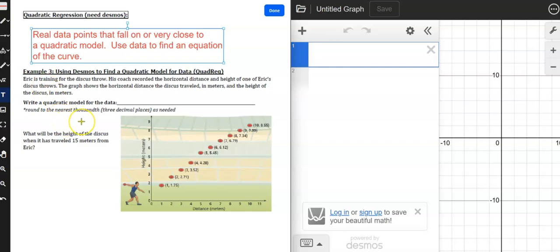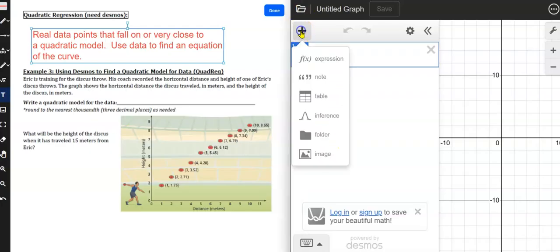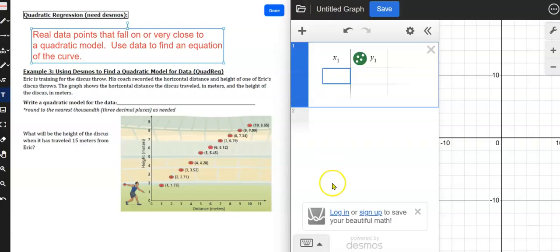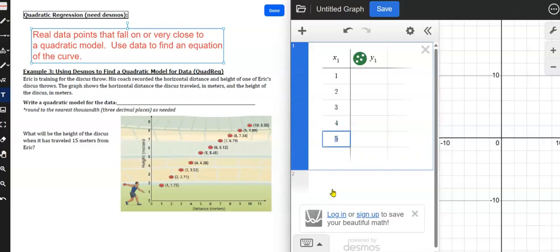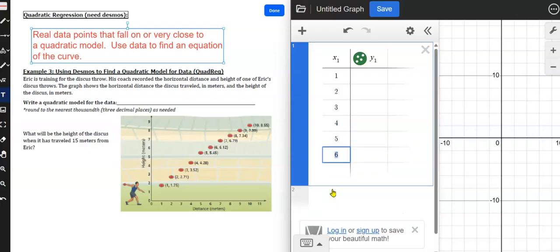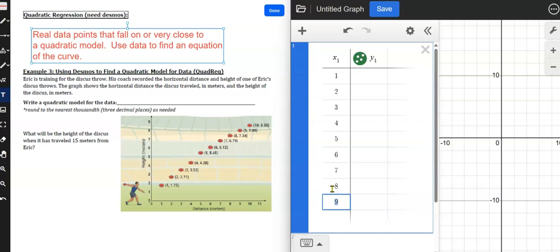Eric is training for the discus throw. His coach recorded the horizontal distances and height of one of Eric's discus throws. All right, so we're going to come over here and we're going to make a table. And obviously you could see 1, 2, 3, and as soon as you do this on Desmos, it starts to auto-populate the x's 4, 5, 6, 7, 8, 9, and 10.